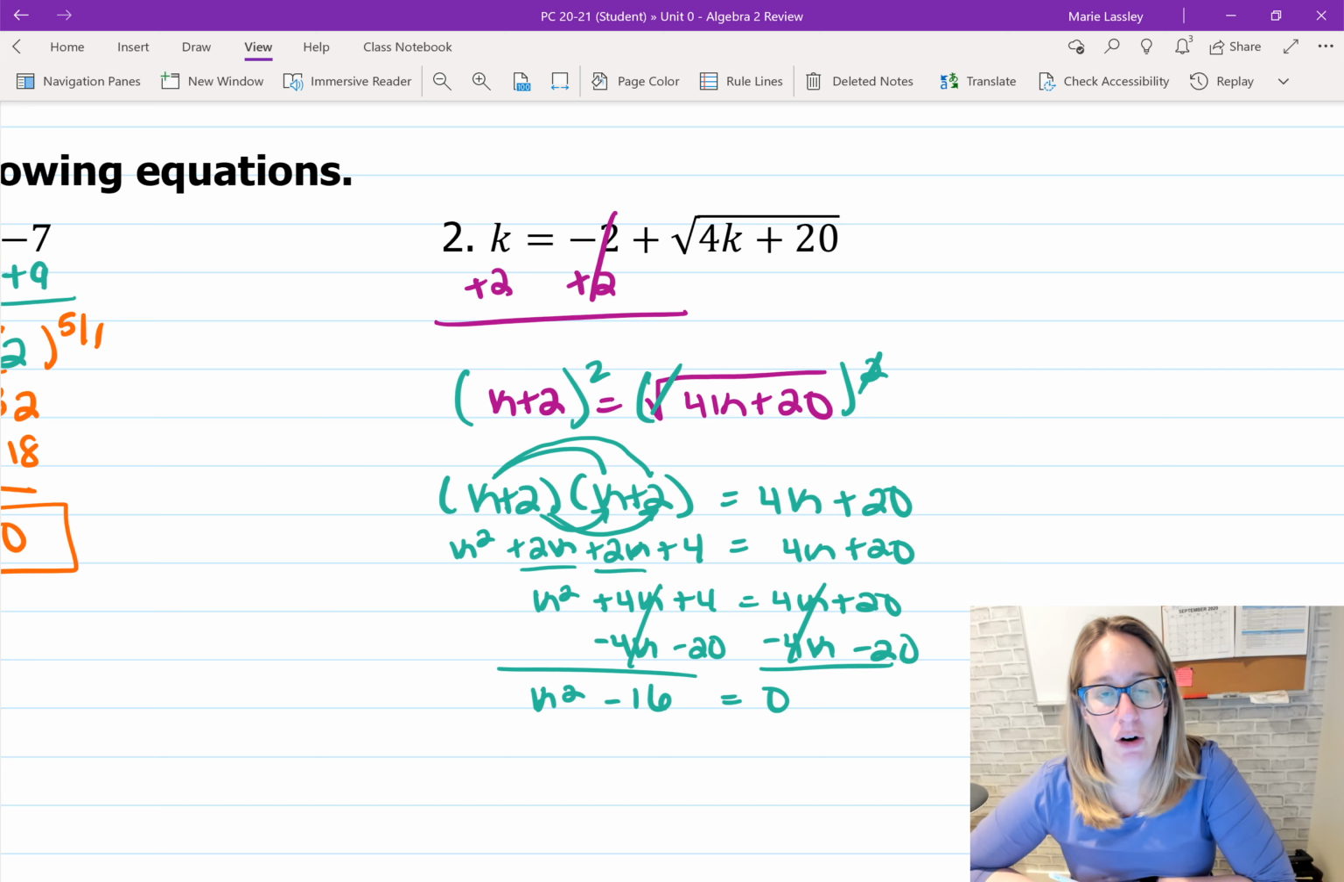So we'll do like choose your own adventure here. I'll actually just show you both. Factoring would look like this. Like I said, this is your difference of squares. So it's (k - 4)(k + 4) equals 0. And then just like when we're solving a quadratic, we take each piece equal to 0 and solve for k. So k - 4 = 0 and k + 4 = 0. So k equals 4 and negative 4.